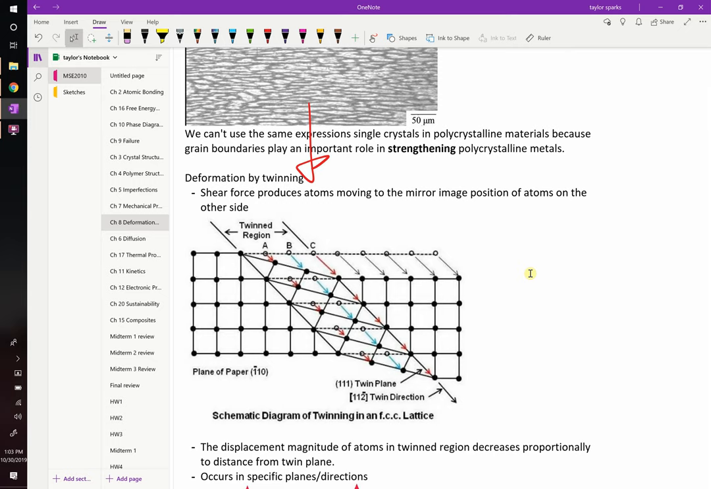So what we have is some materials that deform via twinning. When you deform it, you literally have a bunch of atoms all moving in the same direction. That should be a sound wave, right?